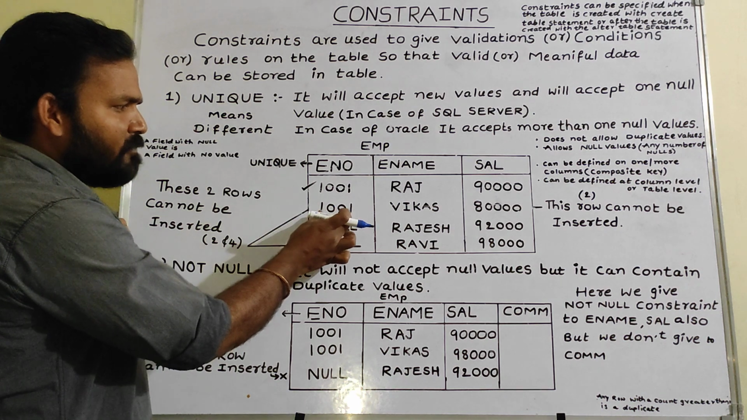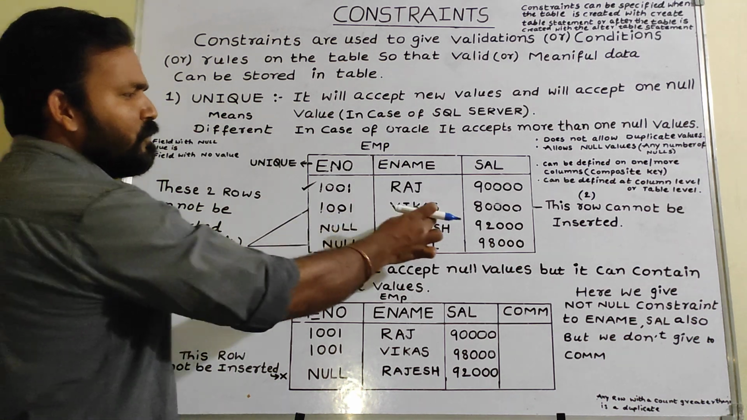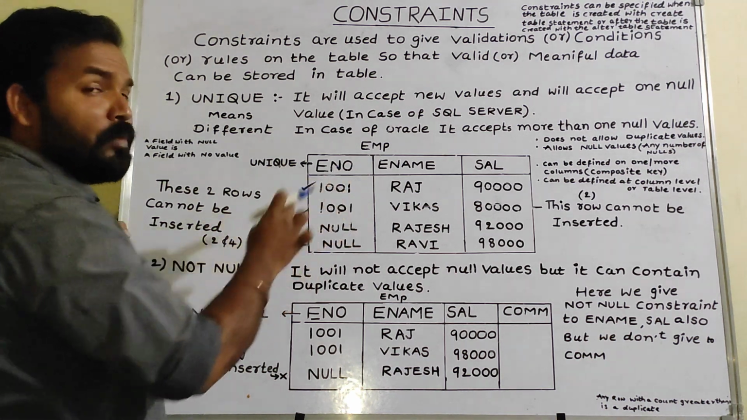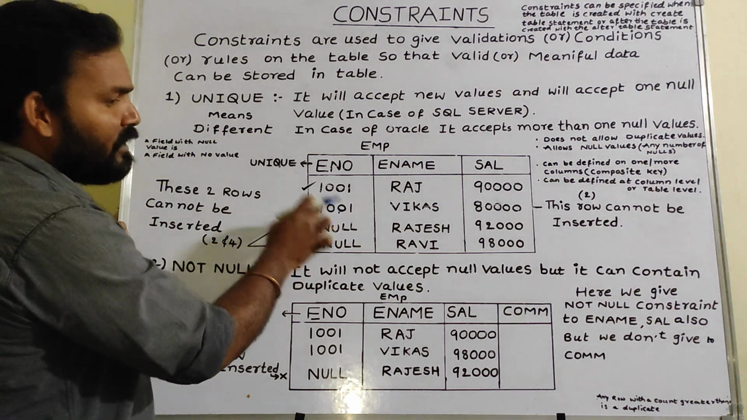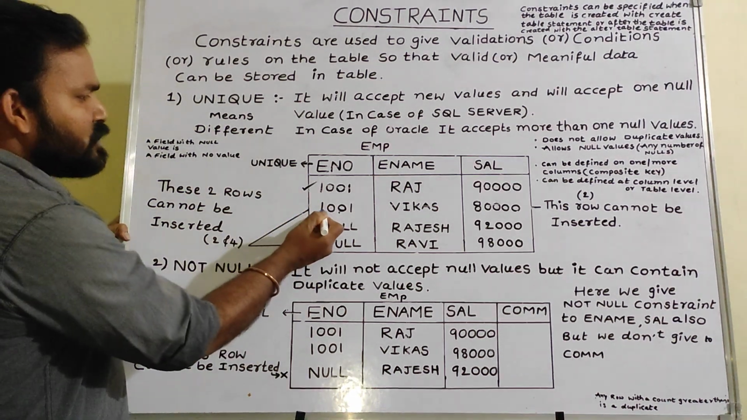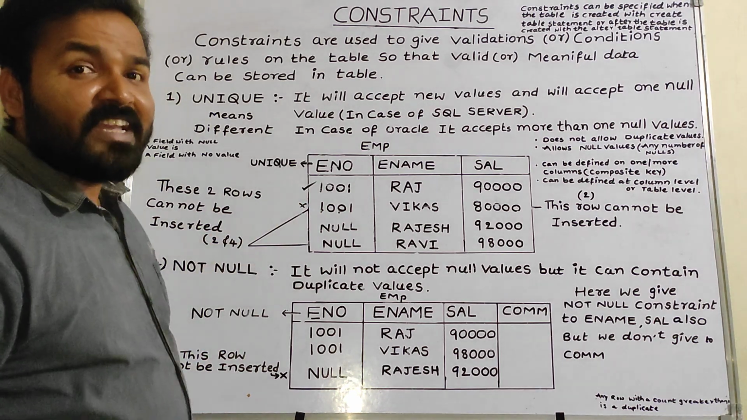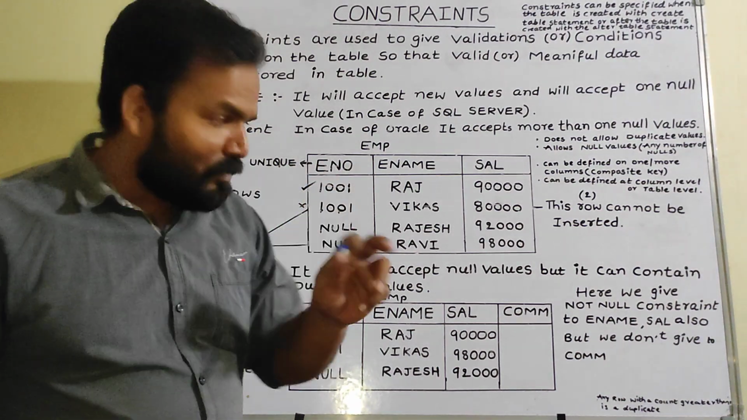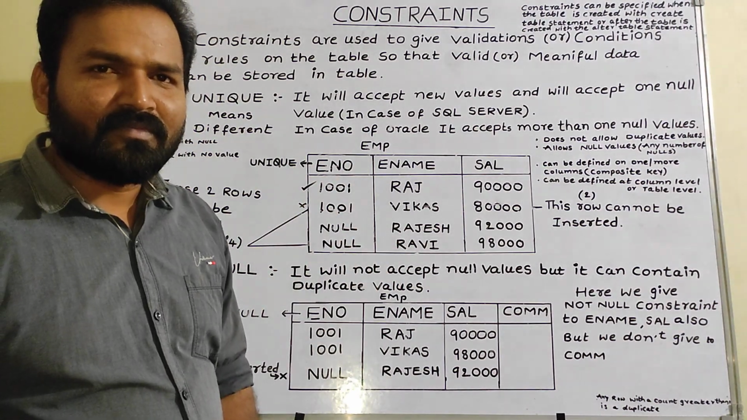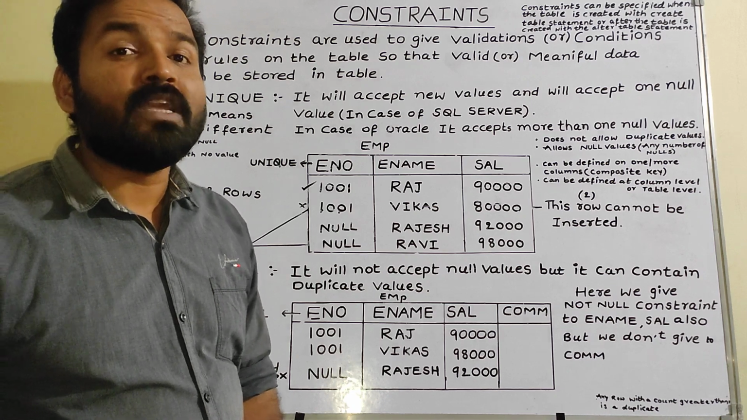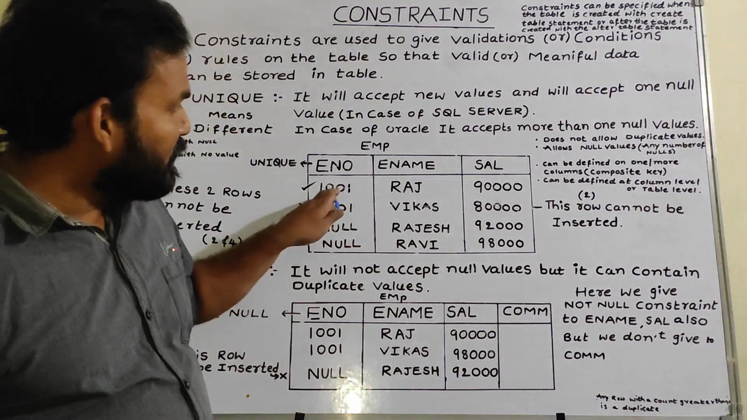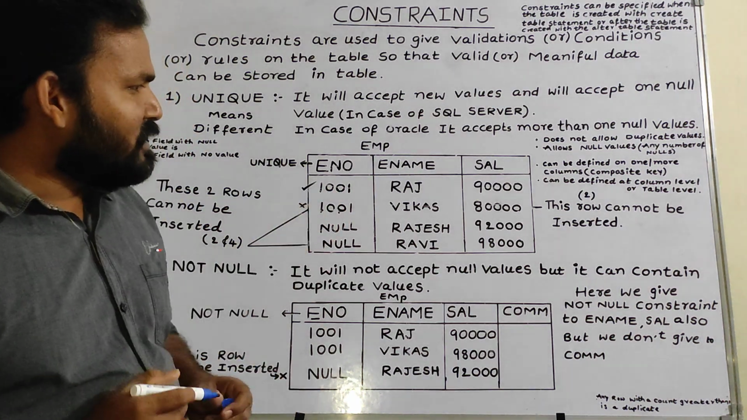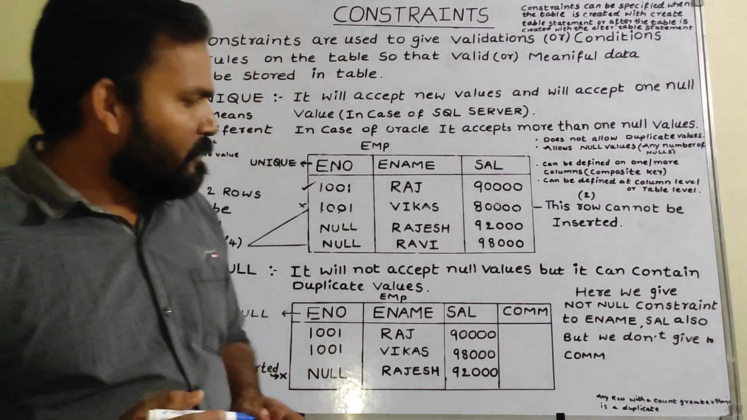Next, observe the second row, 1001 Karan 80,000. Here 1001 is a duplicate value. So this row cannot be inserted. Unique constraint does not allow duplicate values. It will accept new values only.